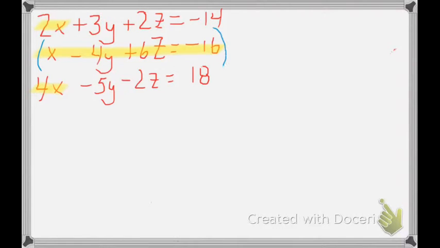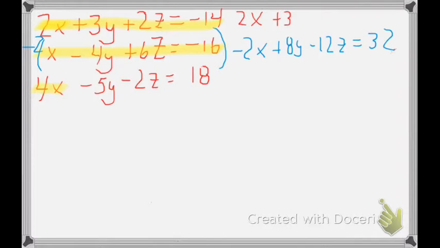So what I'm going to do is multiply this second equation by minus 2. To the right here I'm going to have negative 2x plus 8y minus 12z, and that's going to equal 32. Then I'm just going to transfer over this equation to the right. Alright, let's see what that gives us. This is just going to be 2x plus 3y plus 2z equals negative 14.